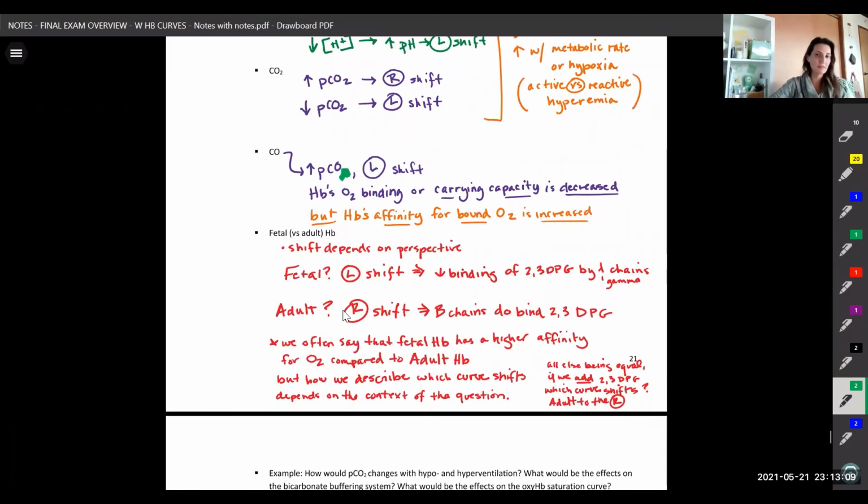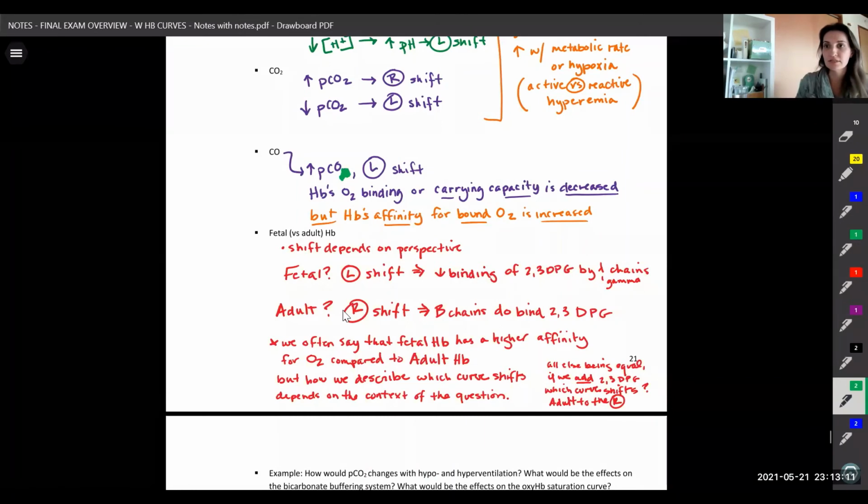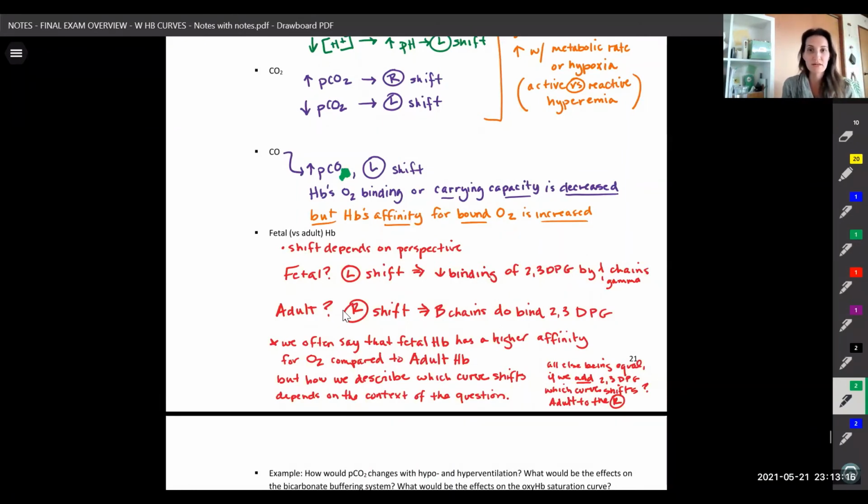Then we have the example of fetal versus adult hemoglobin that I want you to pay attention to. And really the shift that we see here depends on your perspective and the way the question is worded. So pay attention to that on the exam. There will definitely be a question where you have to do a comparison here between fetal and adult hemoglobin and the shift that arises.